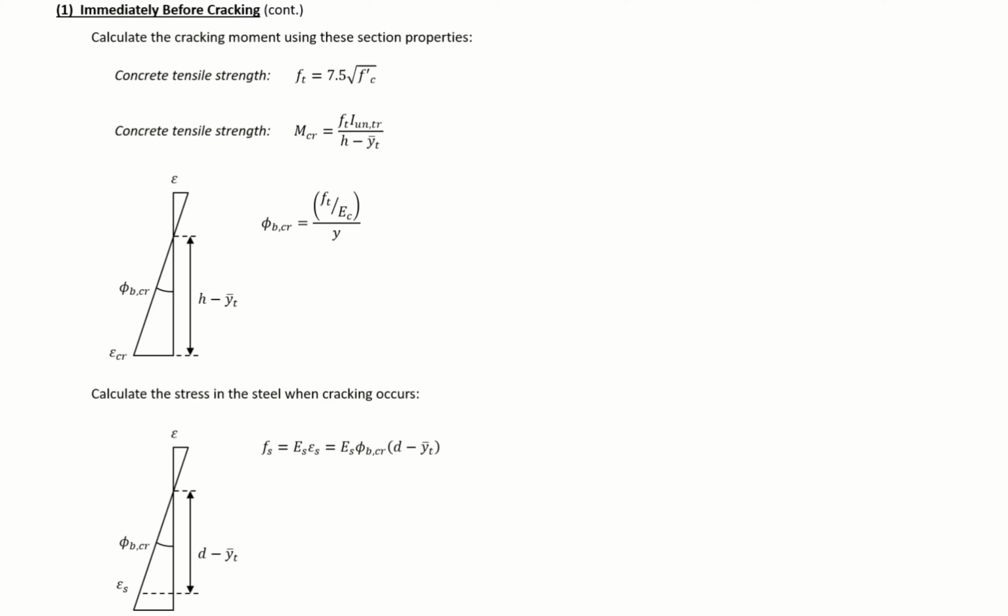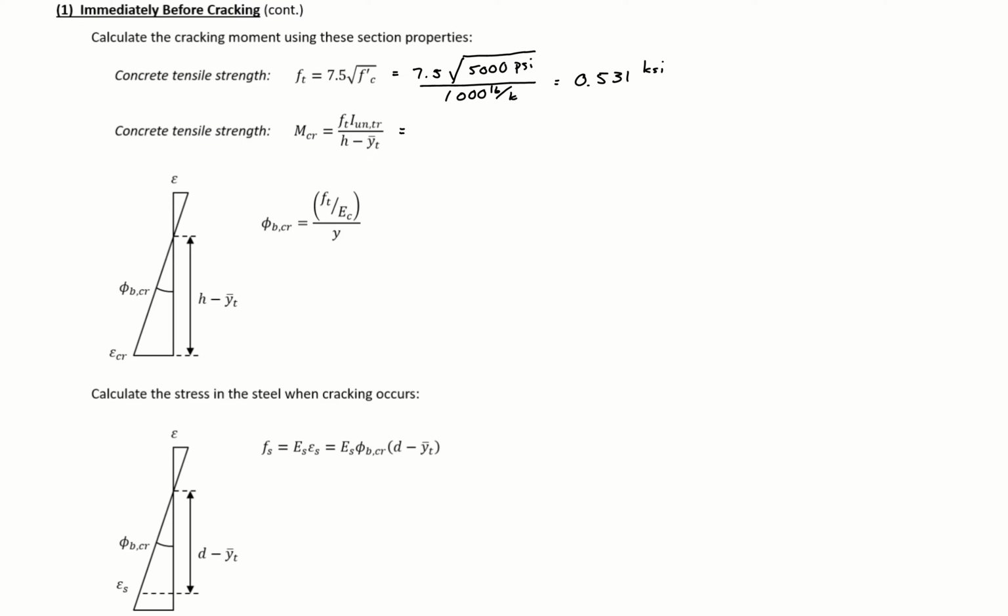We can now calculate our cracking moment using these section properties. And to do so, we'll first need to calculate the concrete tensile strength. We're going to use 7.5 square root F prime C because we're looking at the flexural tensile strength. So we'll have 7.5 times the square root of 5,000 psi divided by 1,000 pounds per kip to give us 0.531 KSI.